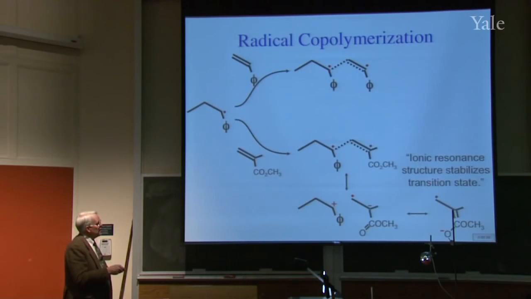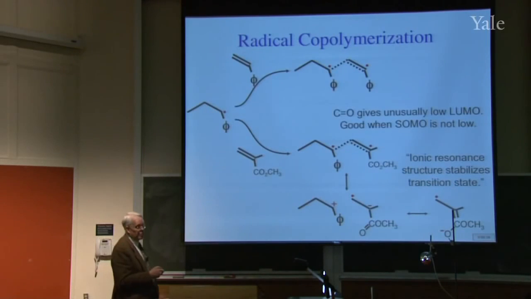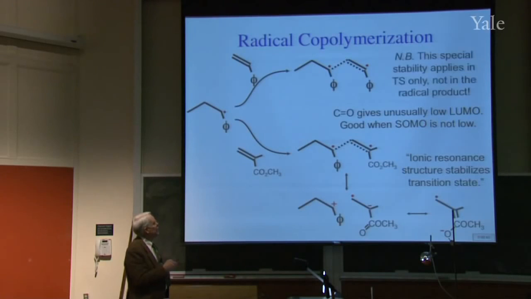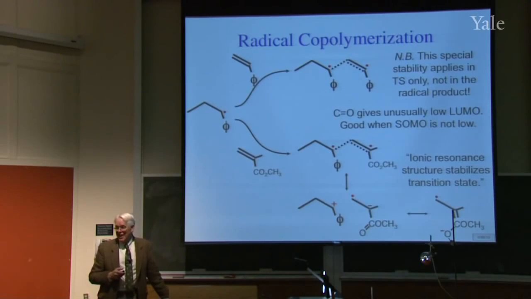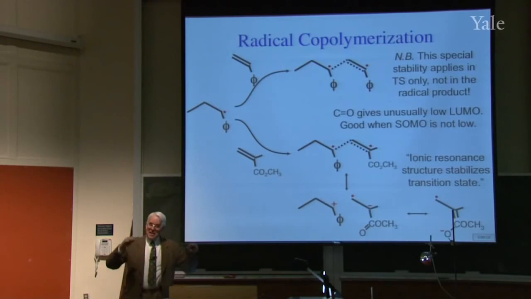So the ionic resonance structure, you could say, stabilizes the transition state. Or if you wanted to talk about it in terms of orbitals, you'd say that the C double bond O gives an unusually low LUMO. So that's good when the SOMO is not so low. And this special stability applies only at the transition state. Once you've formed this bond, then you can't have a resonance structure like that. So the product is not stabilized by that kind of thing, but the transition state is, which is what makes these things turn around and go A, B, A, B, A, B.